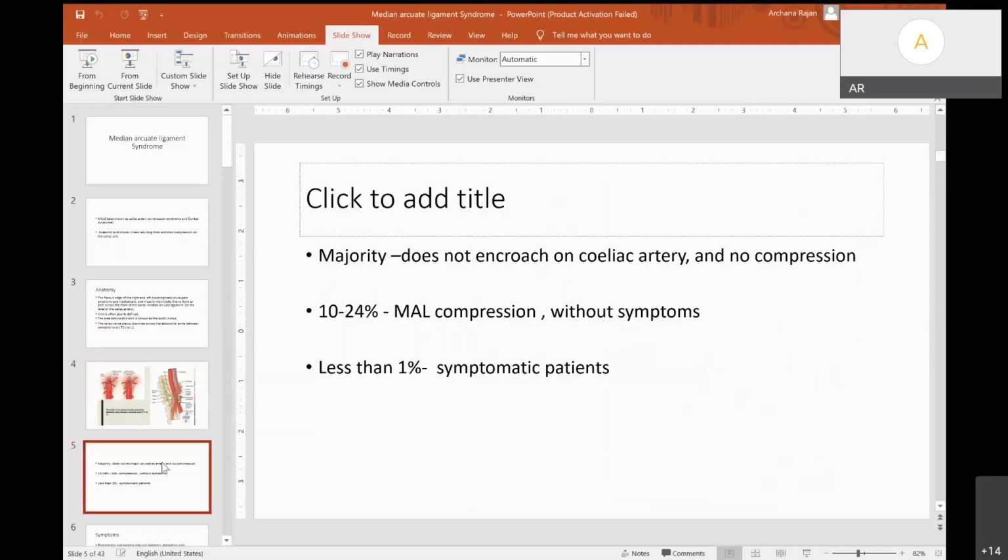In the majority of cases, it does not encroach upon the celiac artery, and there is no compression at all. So in 10 to 24% of the population, the median arcuate ligament compression occurs, but they don't have any symptoms. But in less than 1% of patients, they are symptomatic.